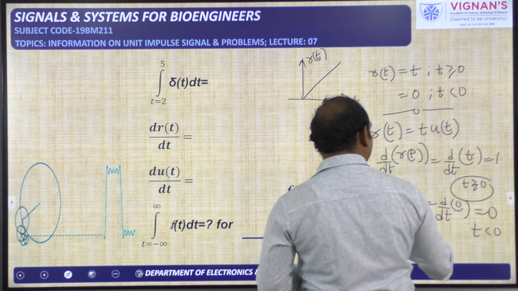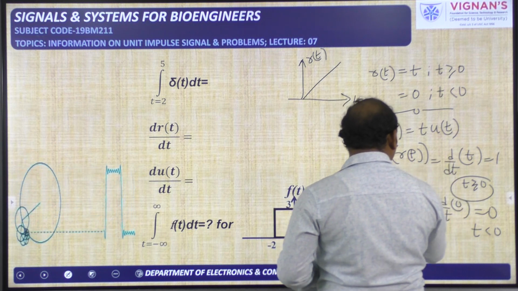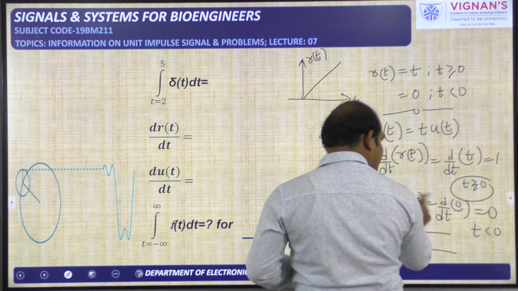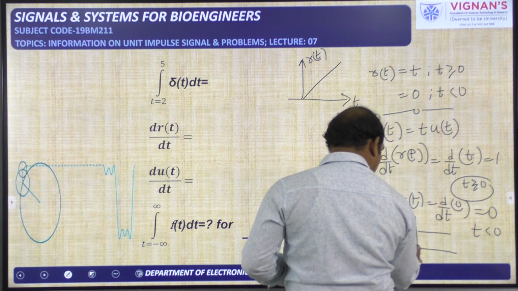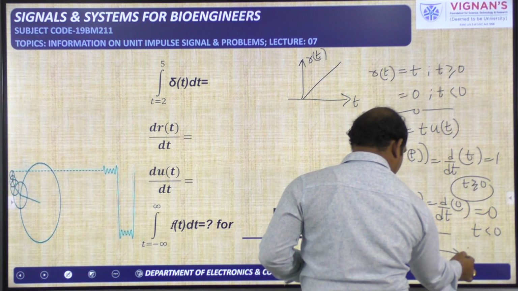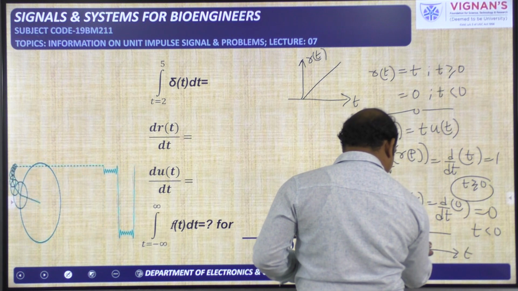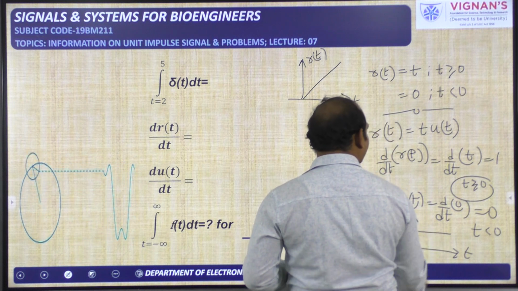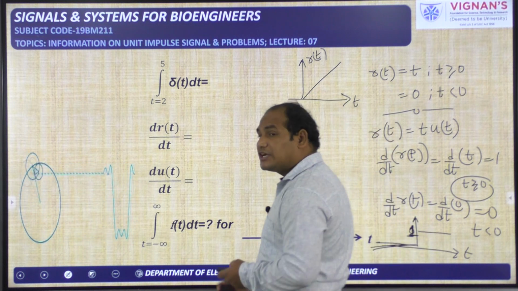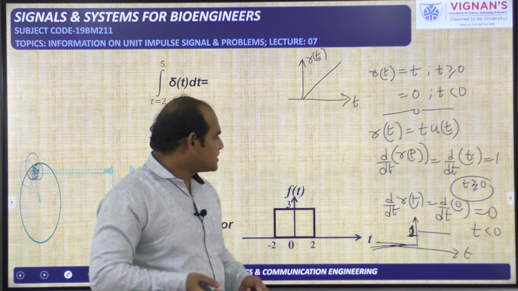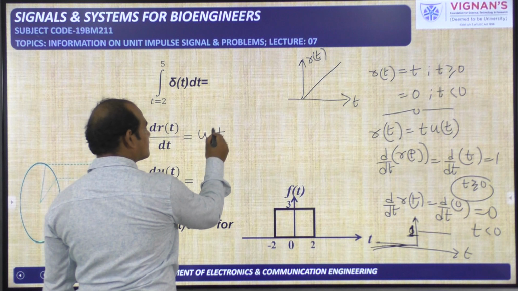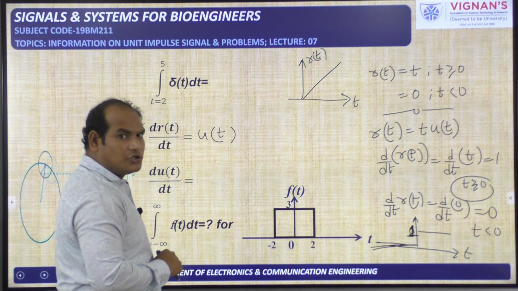You see the result. For the right side, the differentiation of r of t is producing 1. For the left side, differentiation is producing 0. After seeing everything, if you see the result, it is looking like u of t. So derivative of r of t, derivative of the ramp signal, is producing the u of t. So I can write here u of t.